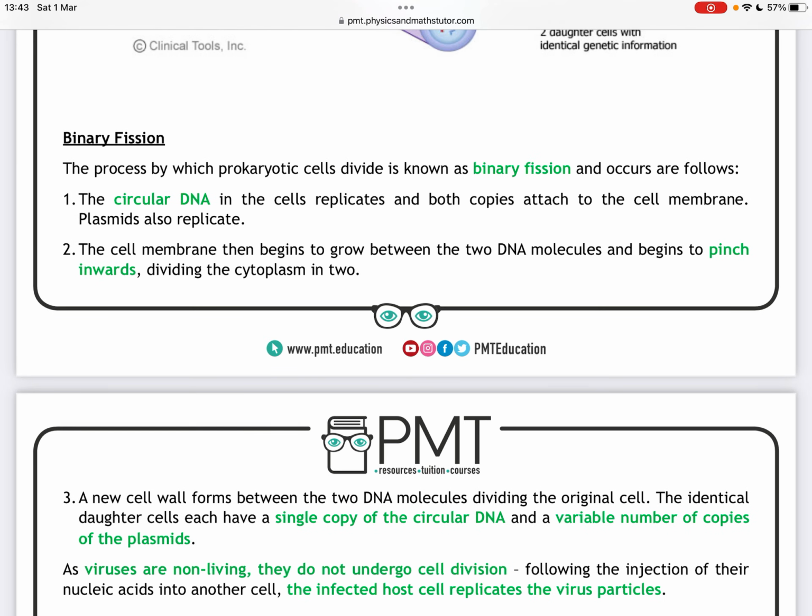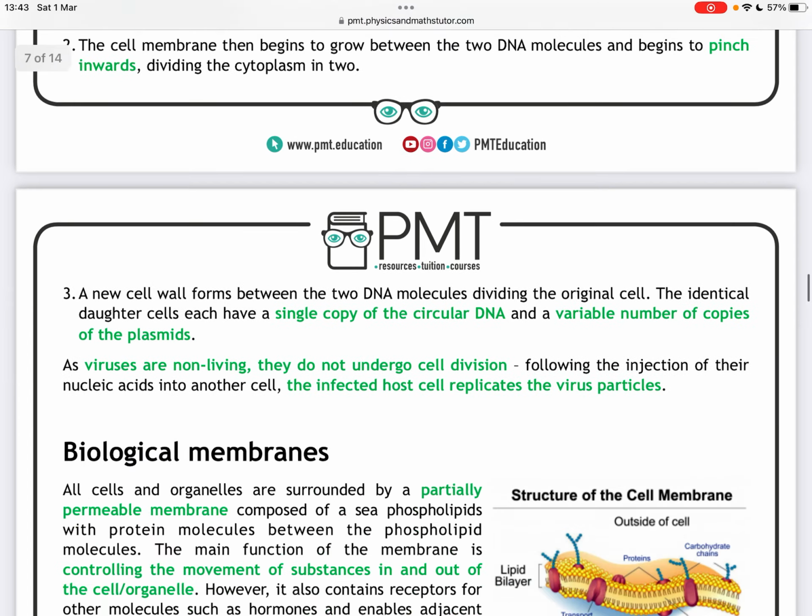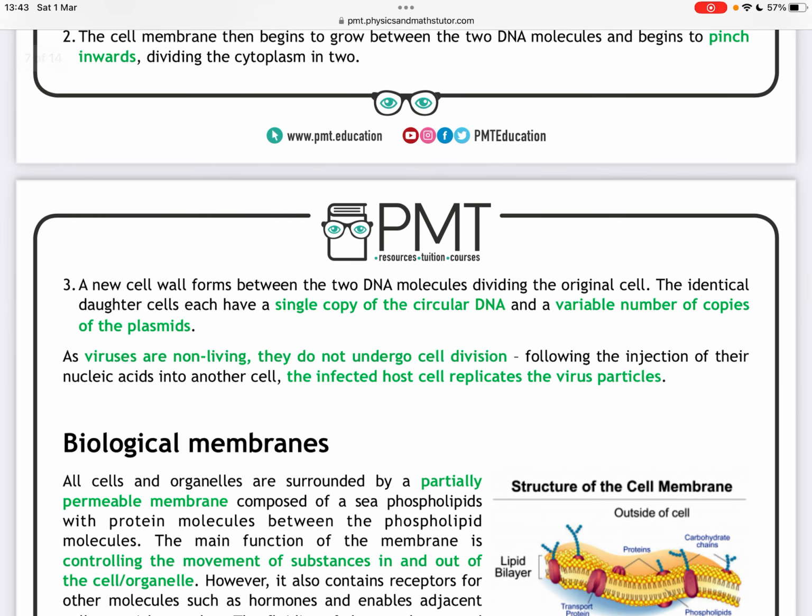If you do not know about binary fission, it is a process by which prokaryotic cells divide and occurs as follows. The circular DNA in the cell replicates and both copies attach to the cell membrane. Plasmids also replicate. The cell membrane then begins to grow between the two DNA molecules and begins to pinch inwards, dividing the cytoplasm in two. A new cell wall forms between the two DNA molecules, dividing the original cell into two identical daughter cells. Each has a single copy of the circular DNA and a variable number of copies of the plasmids.